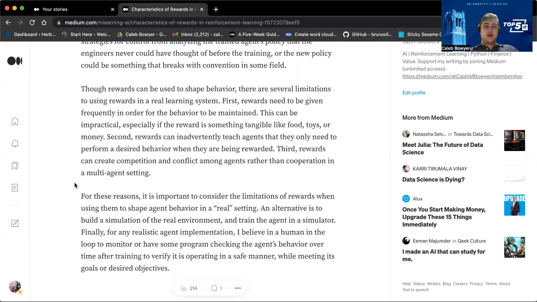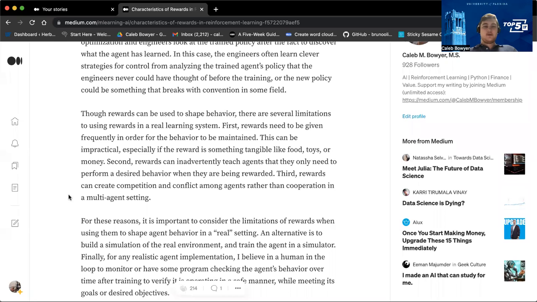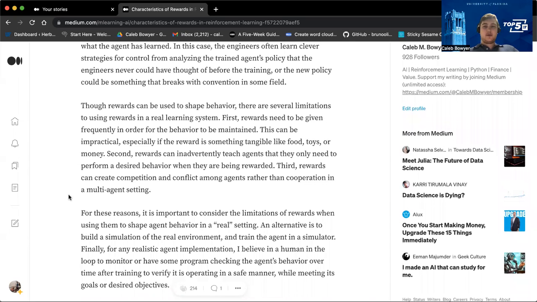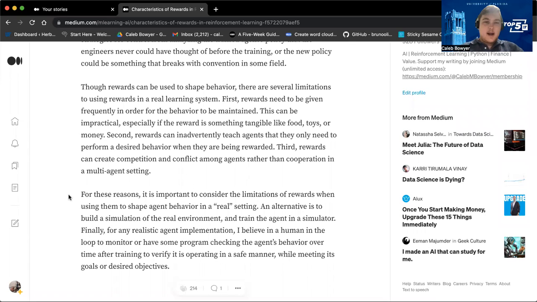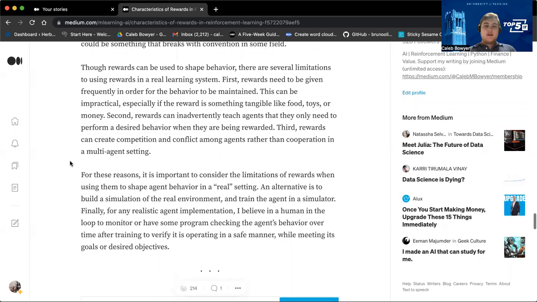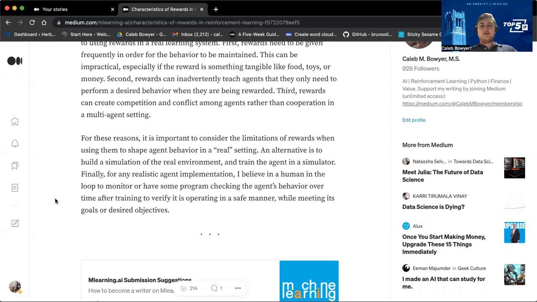Though rewards can be used to shape behavior, there are several limitations to using rewards in a real learning system. First, rewards need to be given frequently in order for the behavior to be maintained. This can be impractical, especially if we're dealing with a real life practical setup rather than a simulation, say something involving tangible items like food, toys, or money. Second, rewards can inadvertently teach agents that they only need to perform a desired behavior when they are being rewarded. Third, rewards can create competition and conflict among agents rather than cooperation in a multi-agent setting. For these reasons, it is important to consider the limitations of rewards or reward functions when using them to shape agent behavior in a real setting.